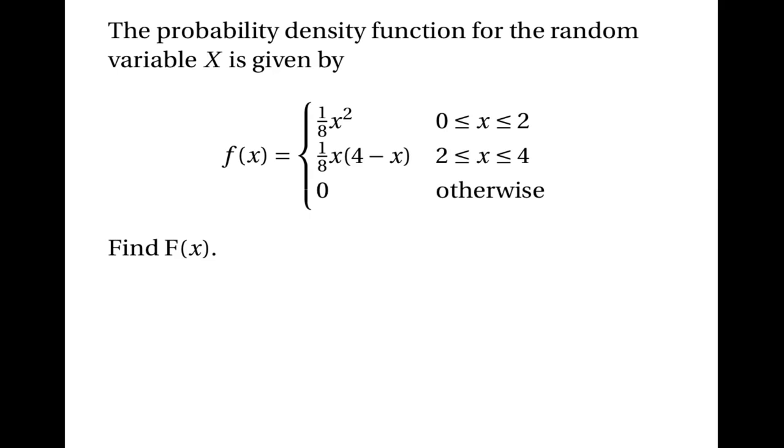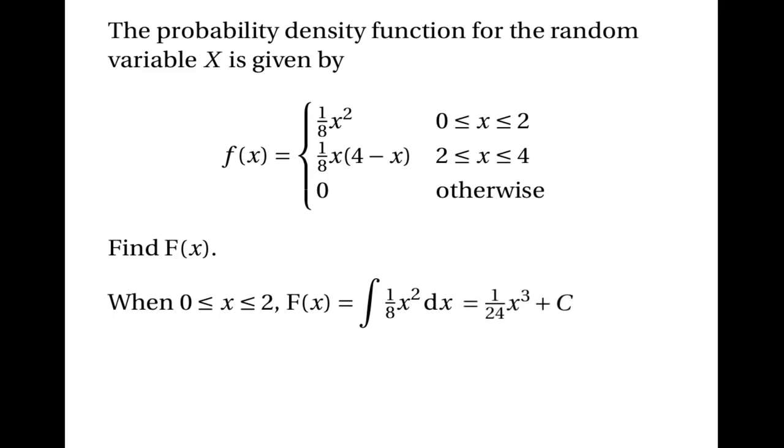We know that you can find the cumulative distribution function from the probability density function by integrating. In fact, when x is between 0 and 2, f of x will be the integral of an eighth of x squared dx. And that's 1 over 24 times x cubed plus c. Okay, the only problem here is that we don't know the value of c, but fortunately we can work it out. Because if we look at the start of the interval that we're talking about, at x equals 0, we realise that we know what f of 0 is.